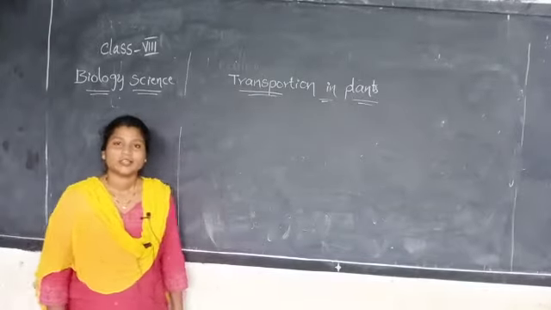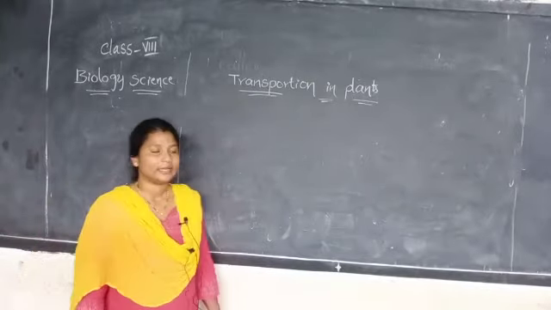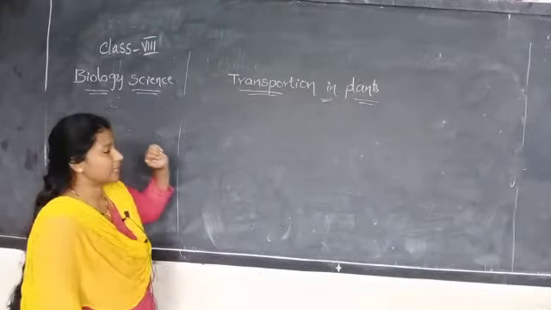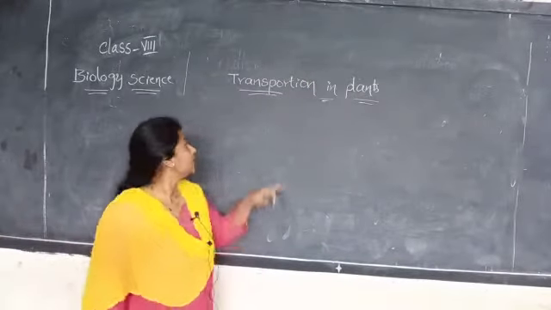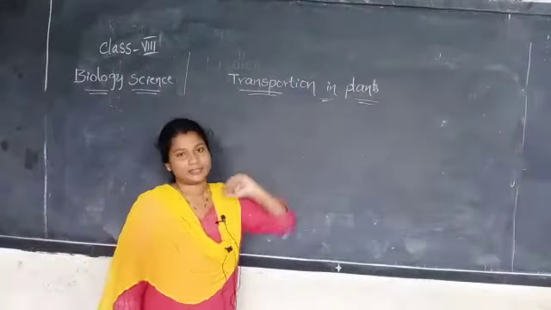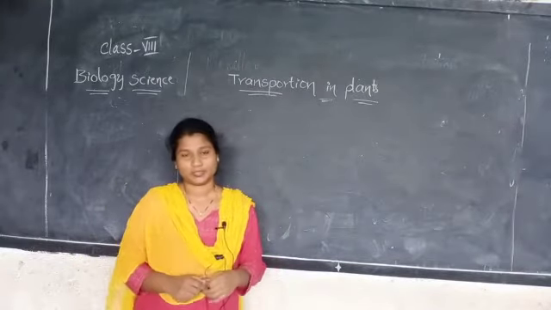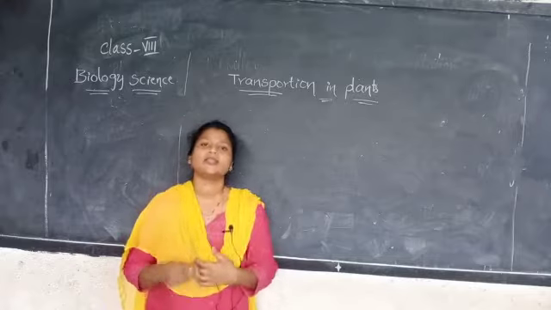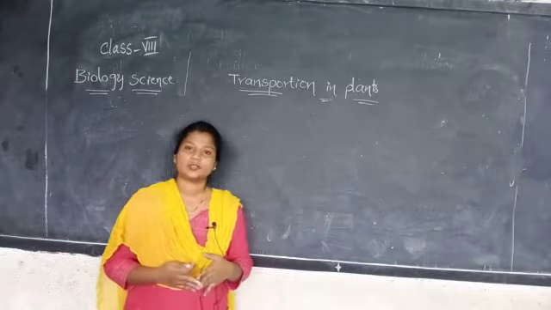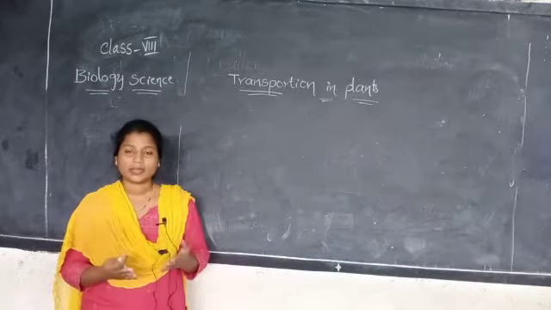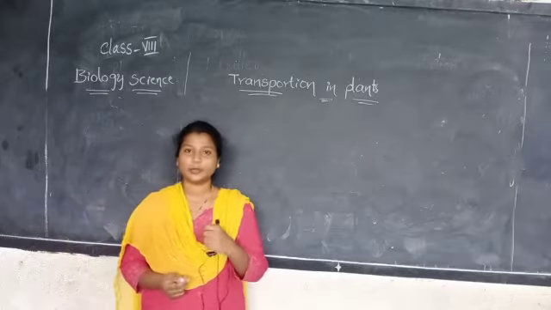Good morning students. Today we are going to learn 8th class biological science. The topic is transportation in plants. As we all know, plants are producers. They prepare their own food in the process of photosynthesis. That's why we call them producers.